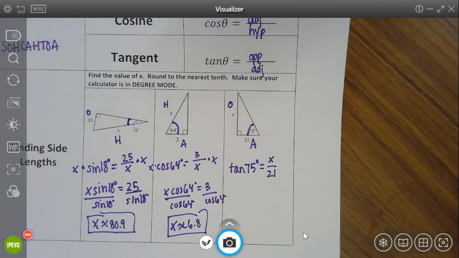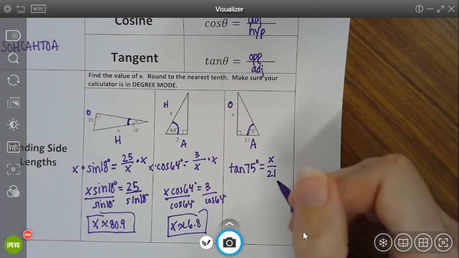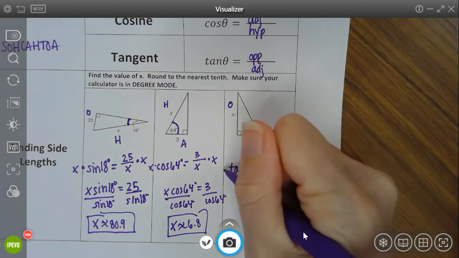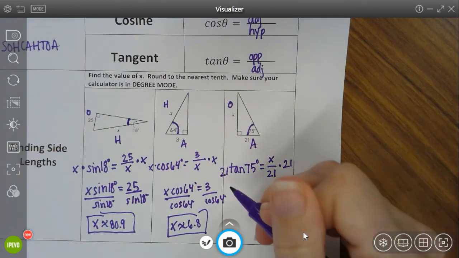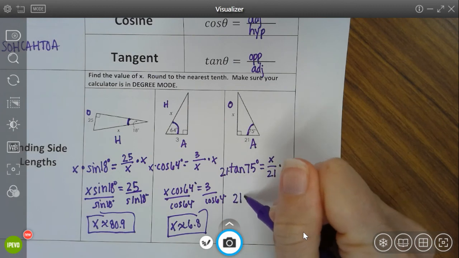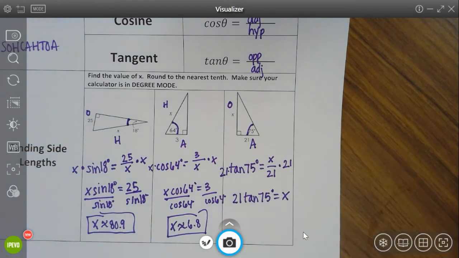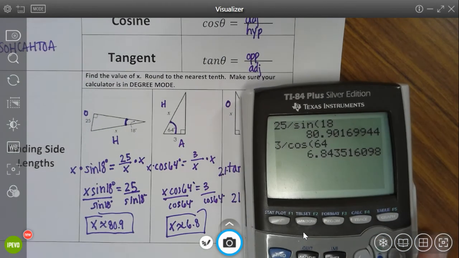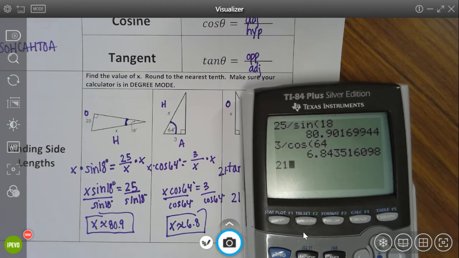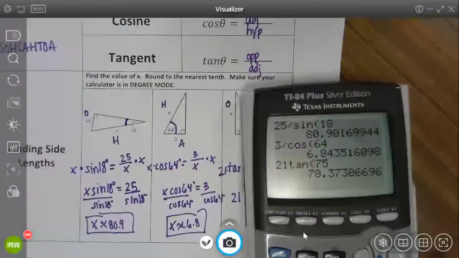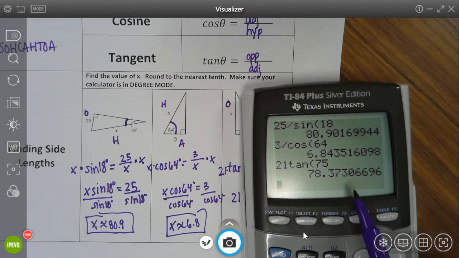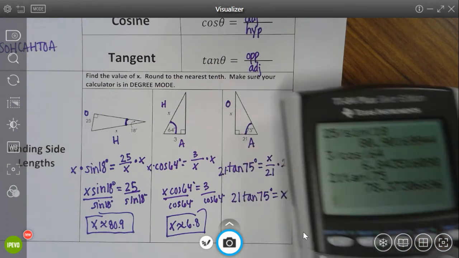You're going to notice in this problem, my denominator was the number 21. So I'm going to multiply both sides by 21 this time to clear that fraction. So 21 tangent of 75 degrees is equal to x. I'm going to go ahead and use my calculator. 21 tangent of 75. And this time I get 78.373, and so on. Since I want to round to the nearest tenth and the number after the 3 is 5 or higher, it's 7, we're going to round that up to 78.4.